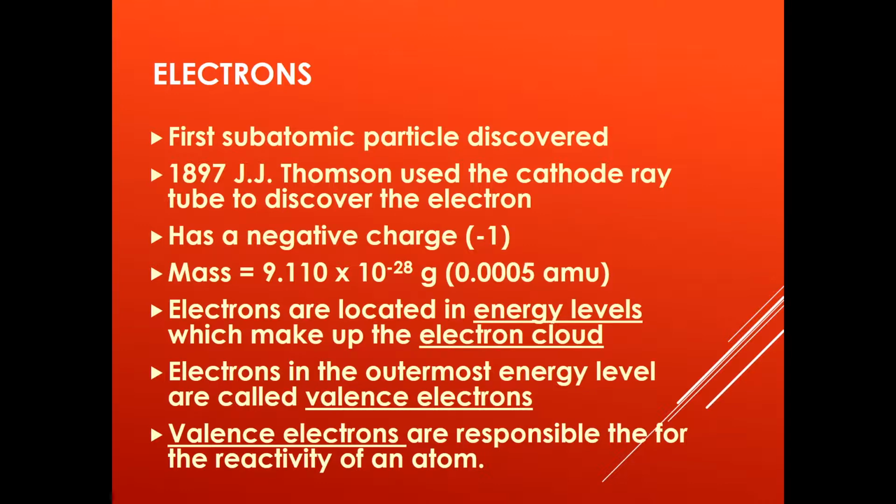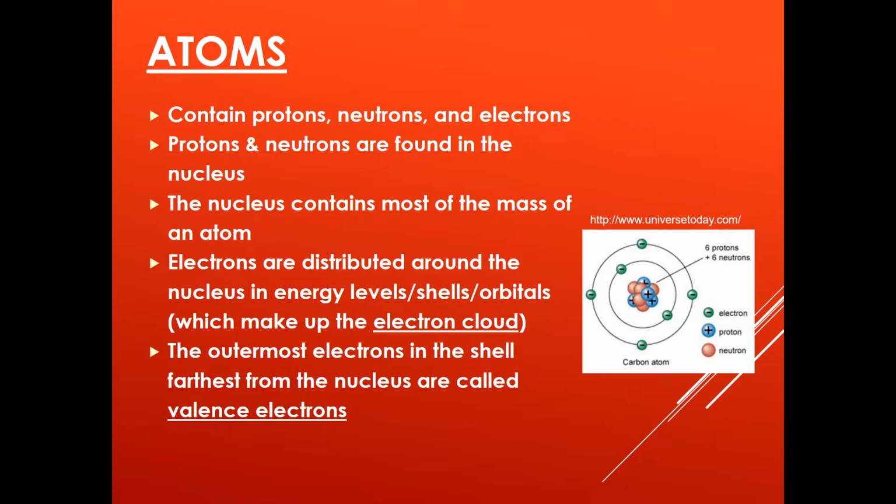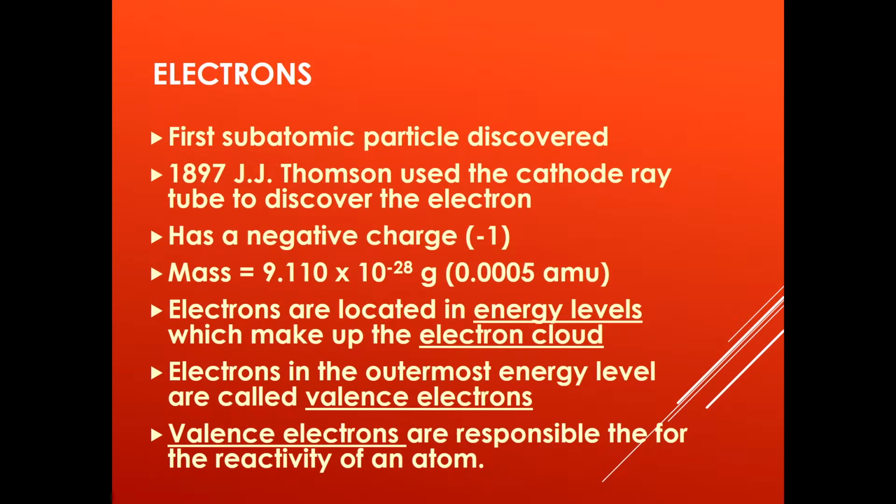Electrons are located at energy levels which make up the electron cloud. Electrons in the outermost energy level are called valence electrons. I would memorize that other shell. The outermost energy level holds the valence electrons. Valence electrons are responsible for the reactivity of the atom. So whether or not it will react with another atom only has to do with the valence electrons.